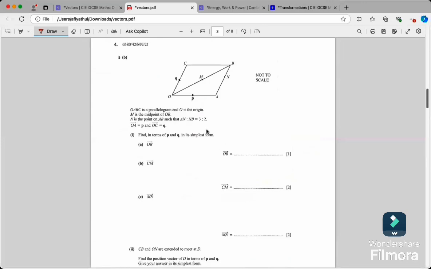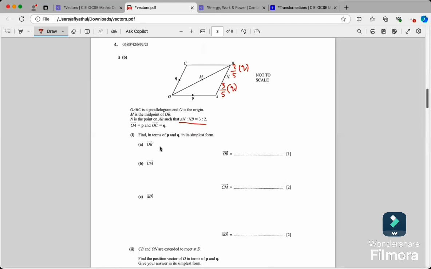Okay. Let's go to question number 4, where find in terms of P and Q. So AN and NB ratio is given to you here. So AN is to NB, 3 is to 2. So AN and the NB is on the line AB. So you can say that AN is 3 by 5, and this will be 2 over 5 of Q, because it is on the line AB. AB is parallel to OC, so you will get it as Q.